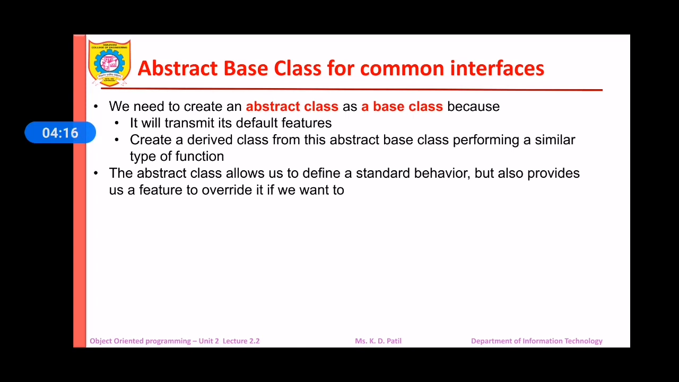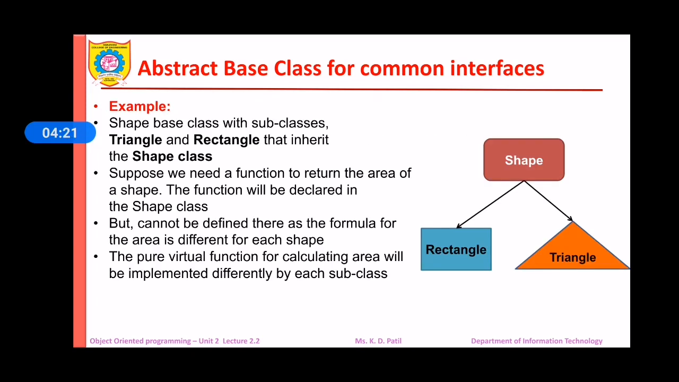We have already gone through the concept of function overriding. Now let us see an example of an abstract base class which is used for common interfaces. Let us consider a base class Shape which has subclasses Triangle and Rectangle. Triangle and Rectangle inherit the Shape class. Now suppose we need a function to return the area of a shape. That method will be declared in the Shape class as an abstract method.